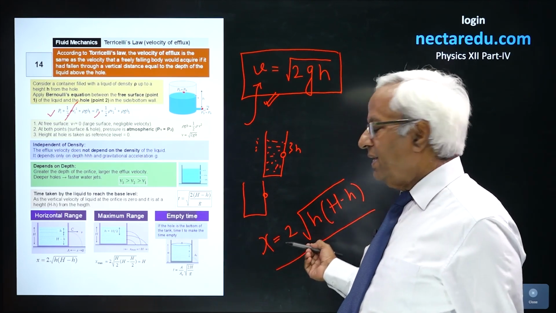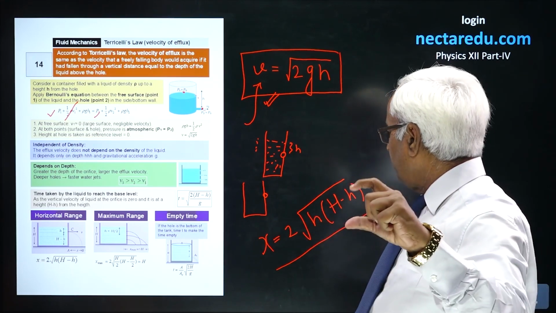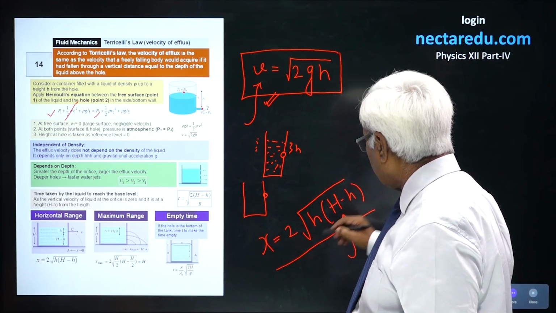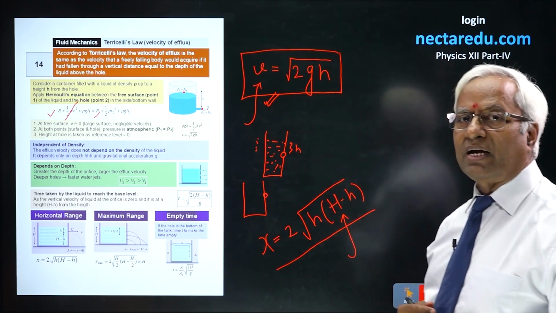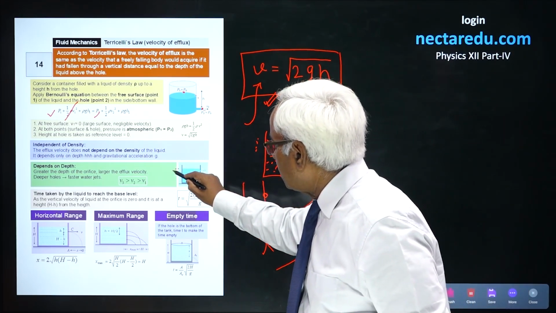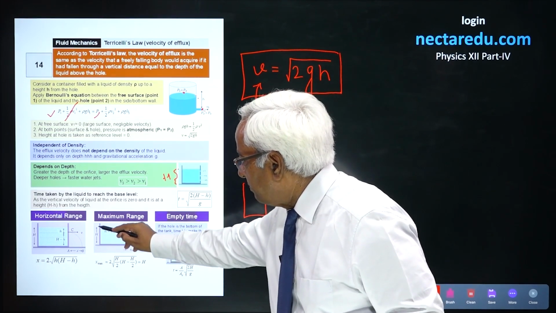What is h? Again, I'll repeat. h is the depth of the liquid opening or orifice from the free surface. This is, remember, not the height of the container. This is the height of the liquid column, total height. You might say this is capital H. Here I have shown capital H.